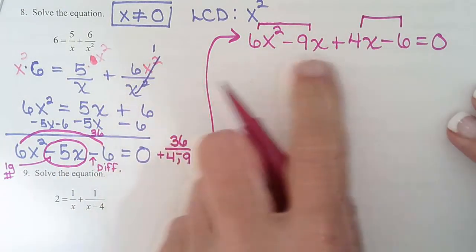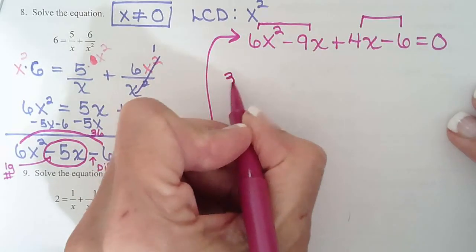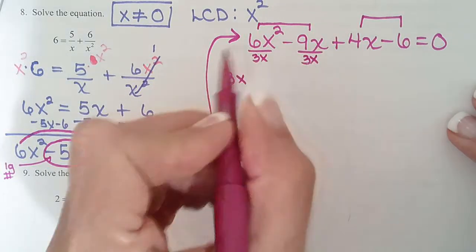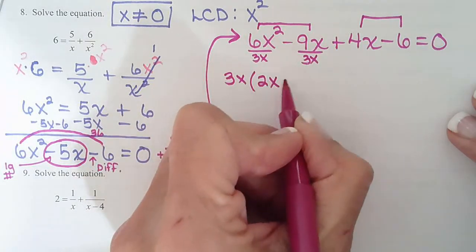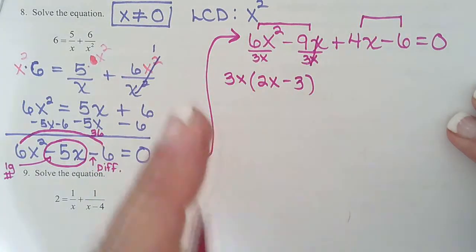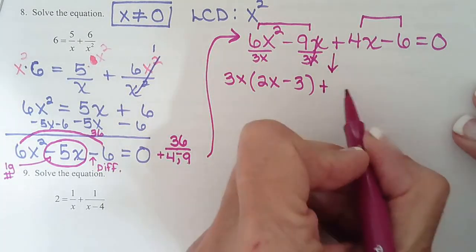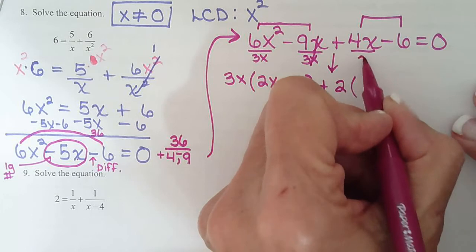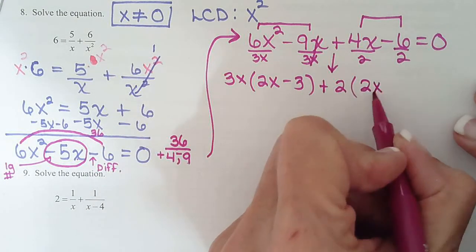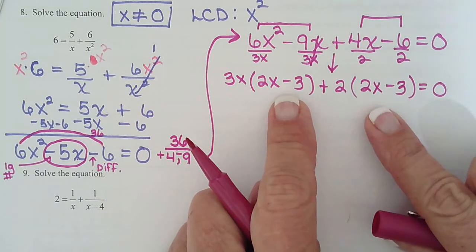So the GCF here would be 3 and take the smallest exponent, x. So divide each of those by 3x. And we get 2x minus 3. So x's cancel there, and we subtract 1x there. Then we bring down the middle sign, plus, and the GCF here is 2. So when we divide each of these by 2 and no x, because there isn't an x there, we get 2x minus 3. And then we say, yay, look, they match.